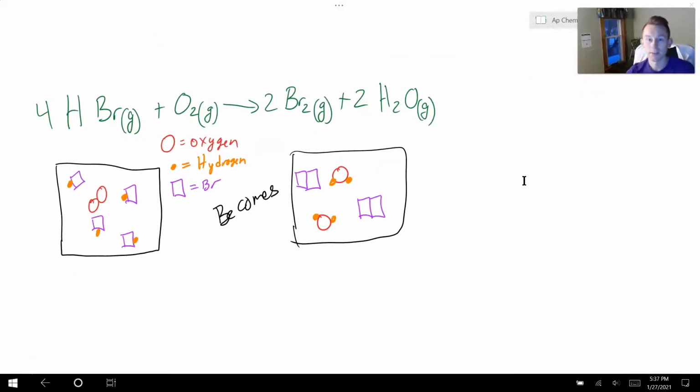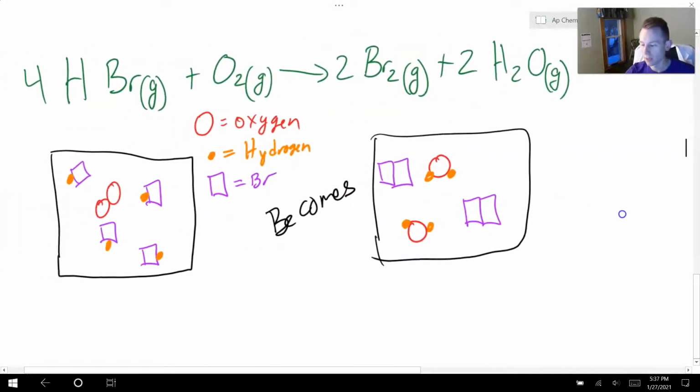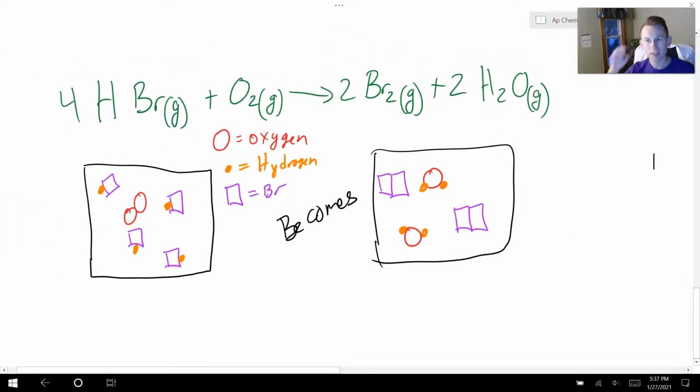Alrighty, now it's time to revisit this first reaction. If you remember back to the first video, I had you consider this one first. And I said it was a little complicated because in reality, this occurs through a four-step mechanism. Now, before I show you what those four steps are, there's a couple things I want you to know. So it occurs in a four-step mechanism.